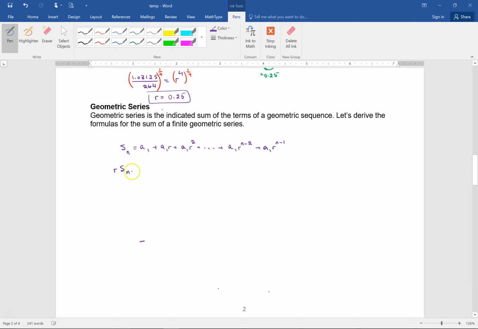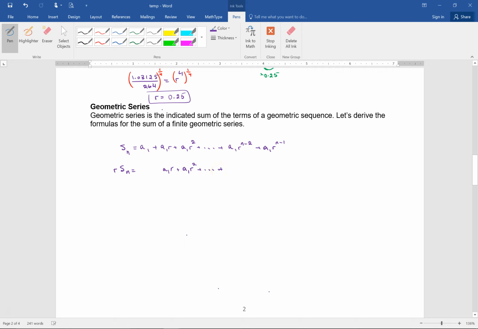R times Sn is equal to what? What does R times Sn equal to? Let's just say it out loud. If I multiply this by R, I get A1 R, A1 R squared, A1 R cubed. So you get the same thing, right? Yes? Okay. So I'm just going to write it again, but I'm going to line up the R's. If I multiply this by R, I get A1R. Rather than write it here, I'm just going to write it here so I can line up the R's. Because the next one then is going to be A1R squared, dot, dot, dot.